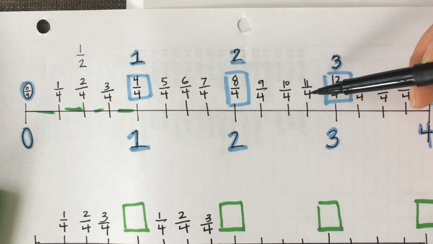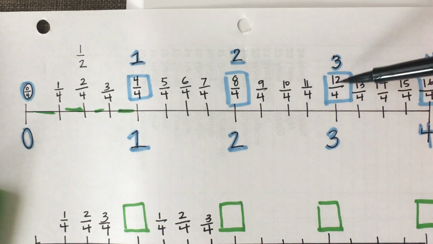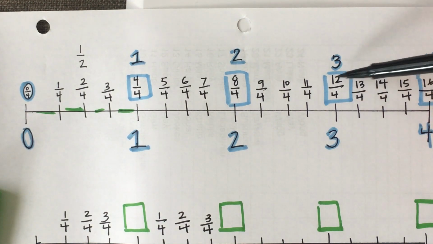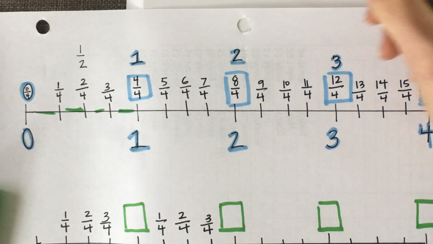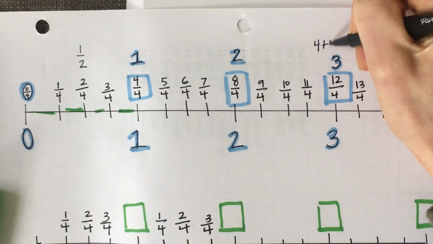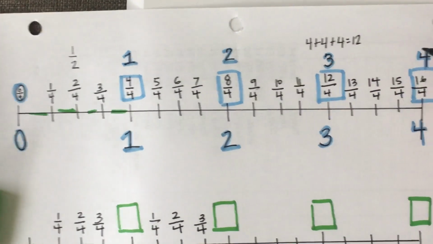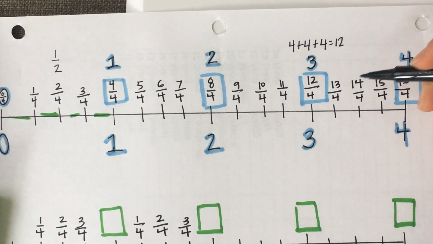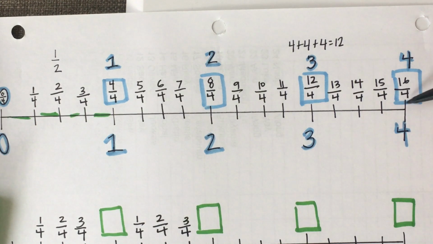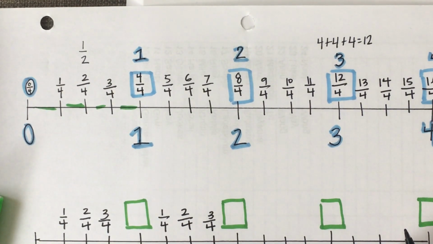9/4, 10/4, 11/4. And then we get to 12/4, which is equivalent to 3 wholes. We know that 4 plus 4 plus 4 equals 12, or 3 wholes. 13/4, 14/4, 15/4, and 16/4. We know that 4 groups of 4 is equal to 16, so 16/4 is 4 wholes. So this is something that you should be very familiar with from what we've been doing with fractions.